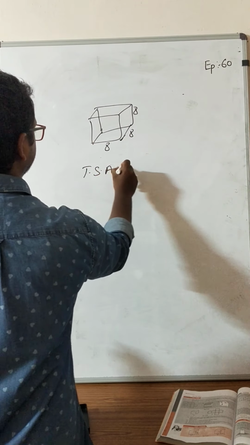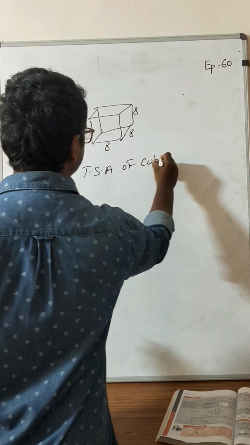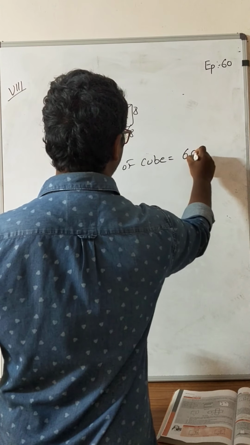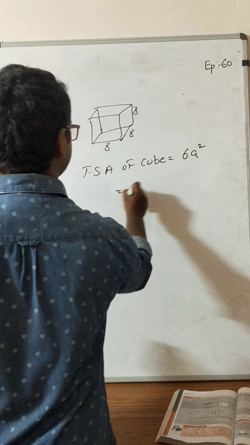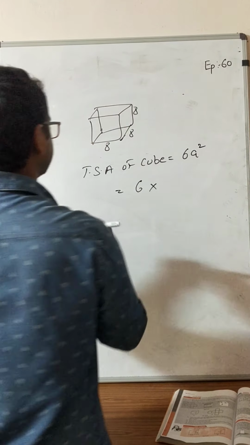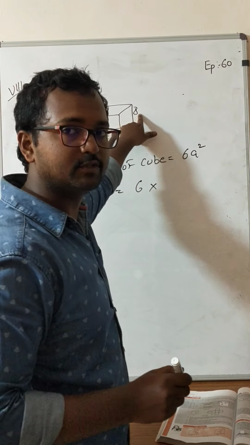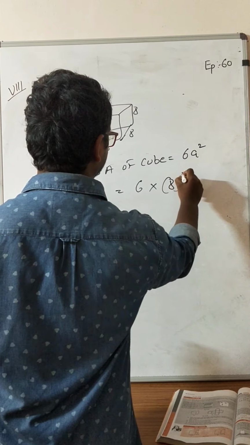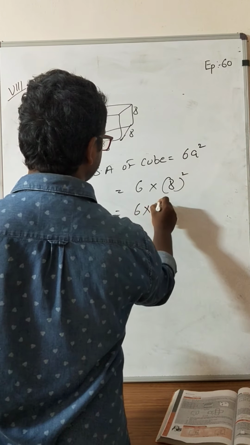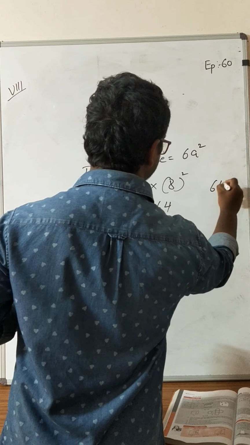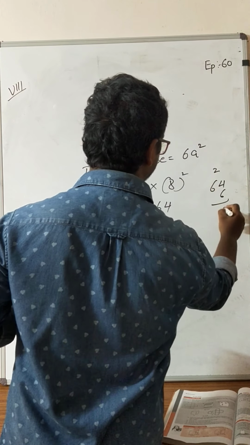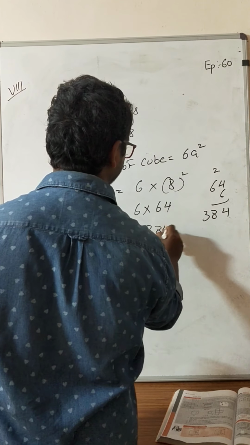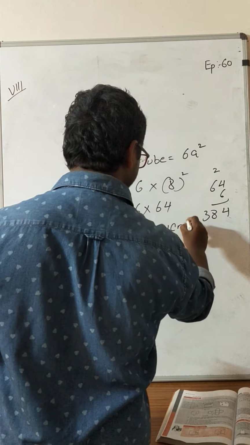So the total surface area of a cube is how much? 6a square. As you can see, this is 8, this is 8, this is 8, which means the side a is 8. So 8 square, 64. 6 into 64 is 384. So the answer is 384 centimeters square.